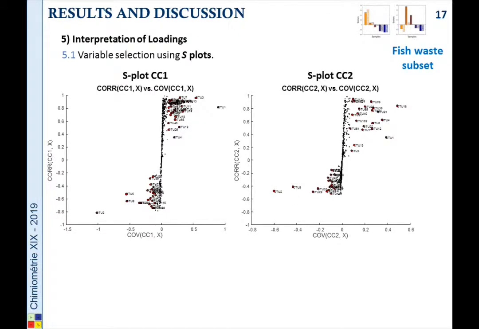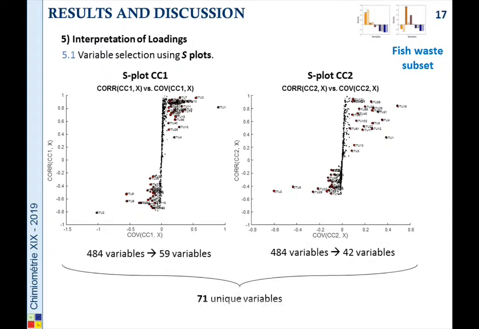So that has been the interpretation of the scores, and now we will proceed to interpret the loadings. But because of a time limitation, I will only explain the loadings for the fish waste subset. In this case, we applied a variable selection using splots. With these splots, we select those variables that are most correlated and have the highest covariance to the resolved components. For CC1, we selected 59 variables, and for CC2, we selected 42 variables.